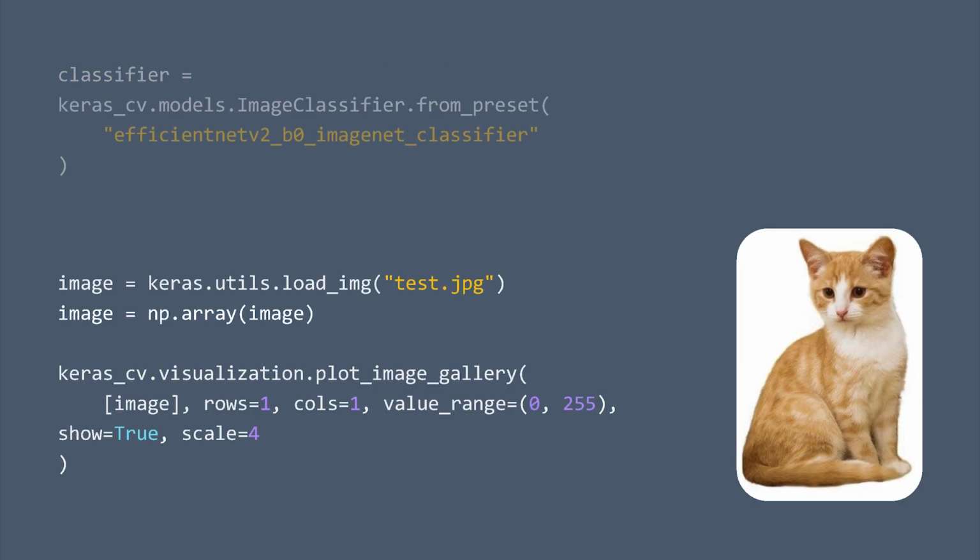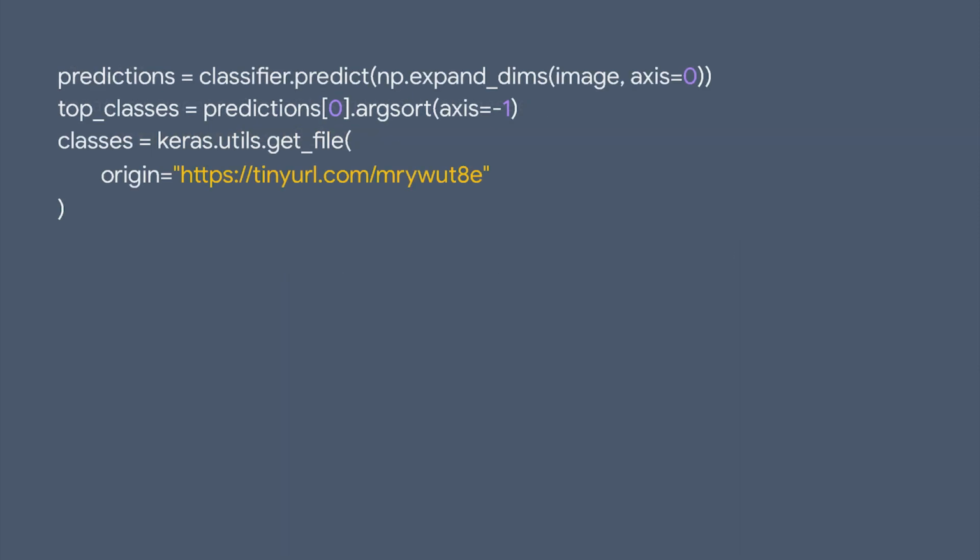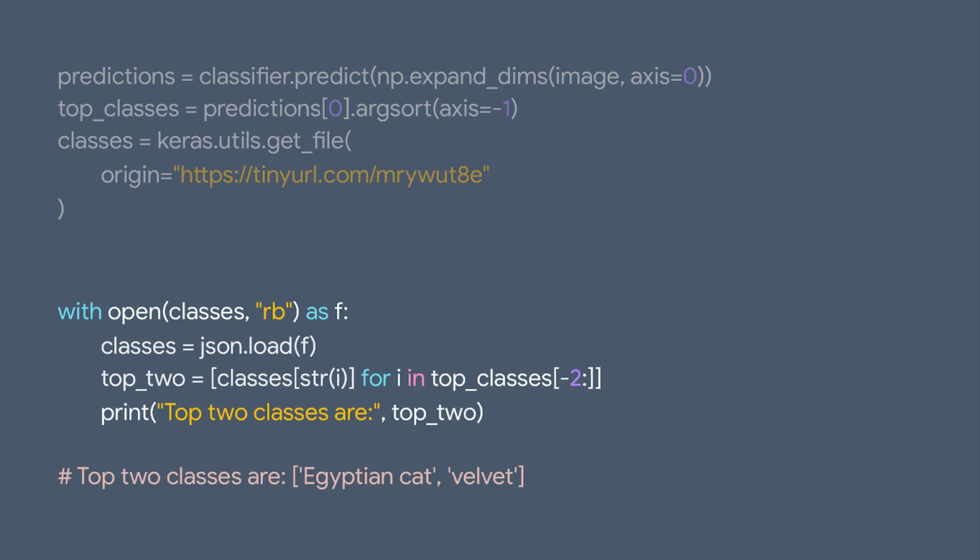Let's take a cat image as a test. Now we have the classifier and the test image. We can just call the predict method and we will get the prediction result. Finally, we look up the top two predicted classes from the label file, and we can get the right class, Egyptian cat. As you can see, with just a few lines of code, we have used a pre-trained model to classify an image. It's super simple.